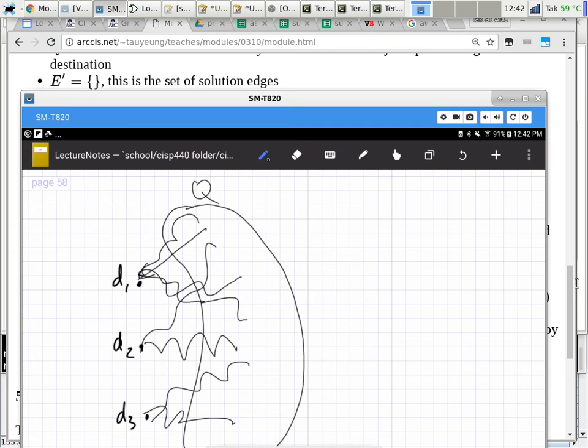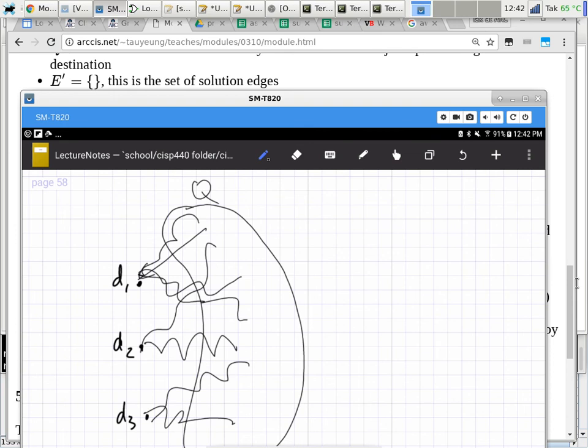Is that okay? Yep. It would be perfectly possible for Q to never reach certain vertices. That is correct. But the algorithm will still conclude because there will be no edge in E prime that will lead that vertex to a destination. That is correct.